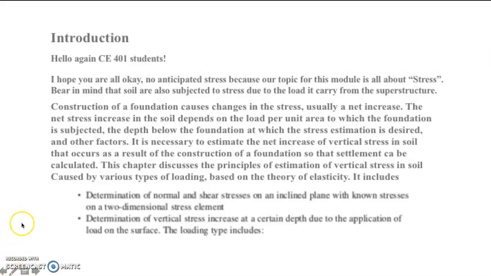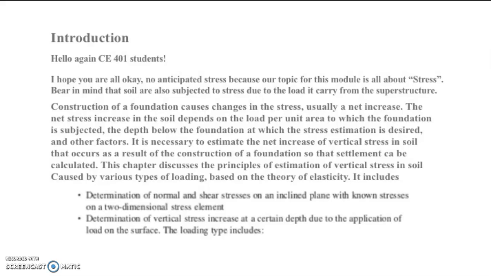So the construction of a foundation causes changes in the stress, usually a net stress. The net stress increase in the soil depends on the load per unit area to which the foundation is subjected, the depth below the foundation at which the stress estimation is decided, and other factors. So it is necessary to estimate the net increase of vertical stress in soil that occurs as a result of the construction of a foundation so that settlement can be calculated.